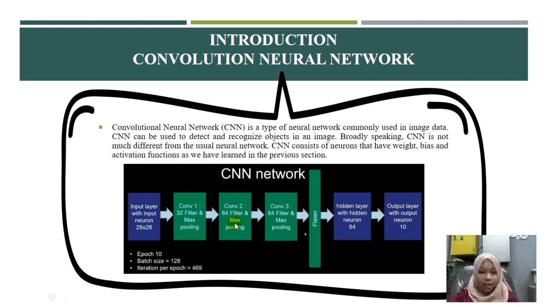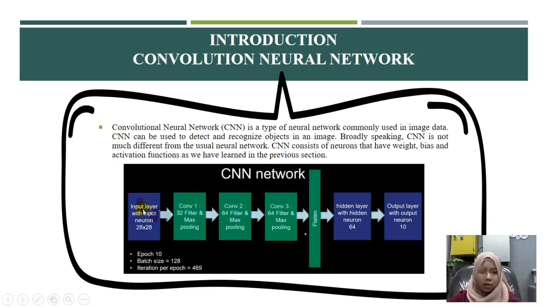This is an example of a CNN network, step by step. The previous artificial neural network has an input layer with input neurons, hidden layer with hidden neurons, and finally the output layer with output neurons. This is the step for an artificial neural network. It is different with the CNN network.